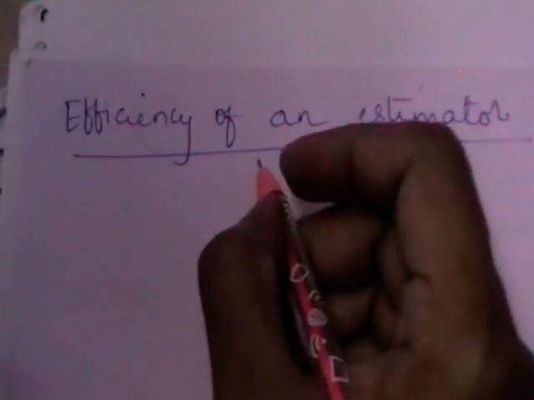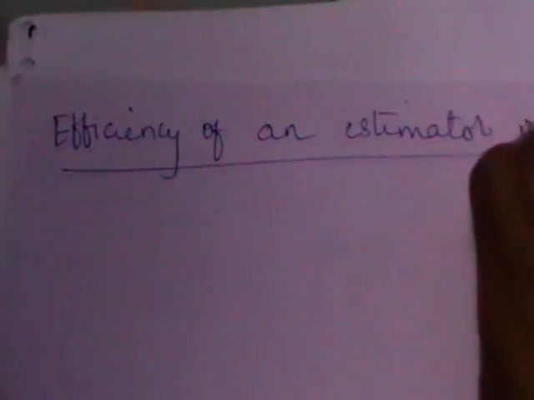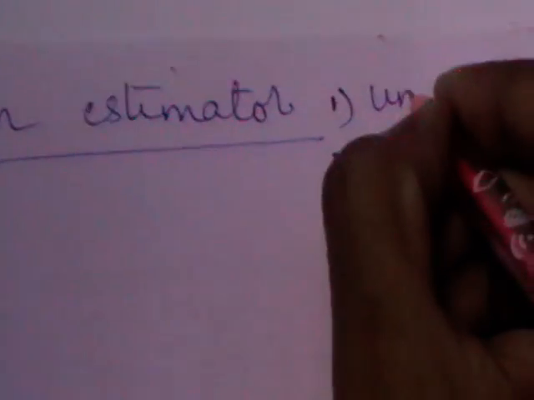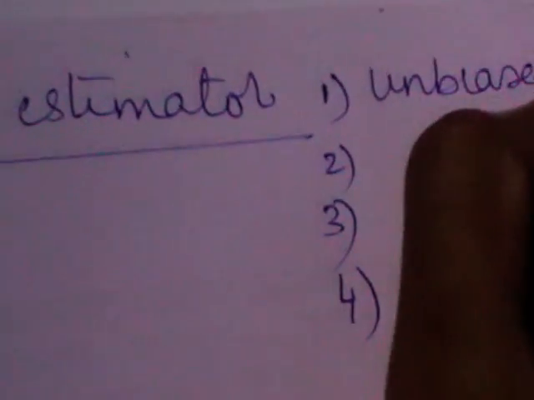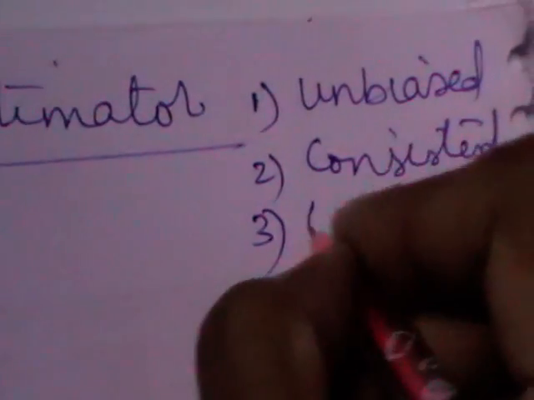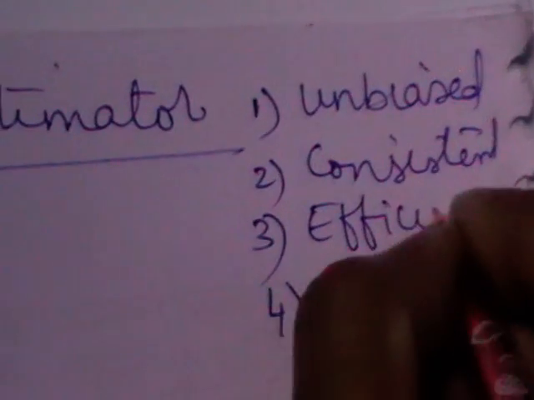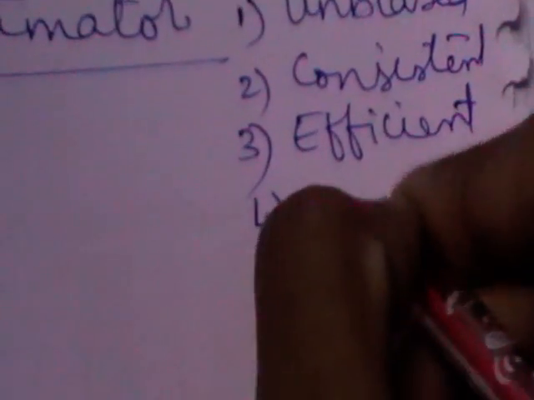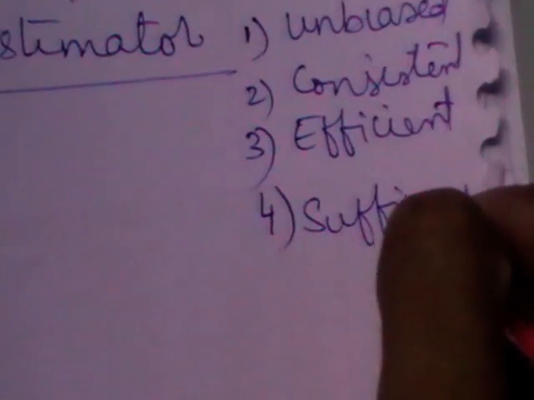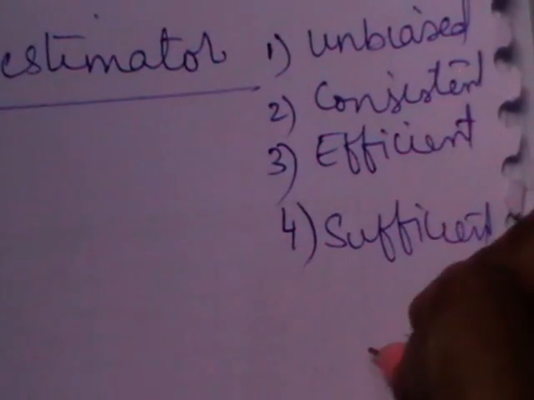We discussed the criteria of a good estimator. What are the four conditions for an estimator to be a good estimator? It should be an unbiased estimator, it should be consistent, and it should be an efficient and sufficient estimator. So these are the four conditions to be satisfied to call an estimator a good estimator.